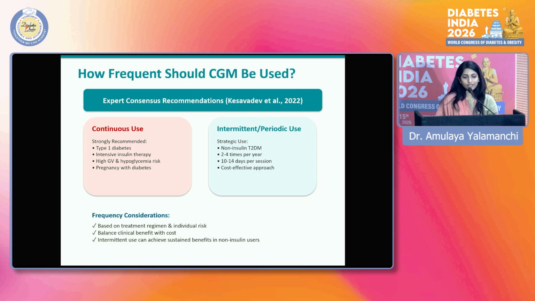So there is also an expert recommendation on how frequently CGM should be used. As we have discussed, continuous use can be recommended in type 1 or type 2 patients on intensive insulin therapy, or high GV or hypoglycemia risk, and pregnant patients can have continuous use. All the other patients can use it intermittently, based on the treatment regimen and individual risk. But as we have discussed, if the patient is having acute complications, or has gone on steroids, or has undergone kidney transplantation or any transplant with immunosuppression, then CGM can be used frequently.